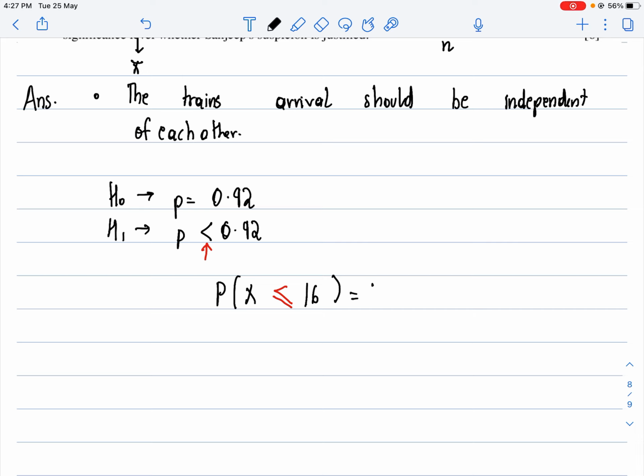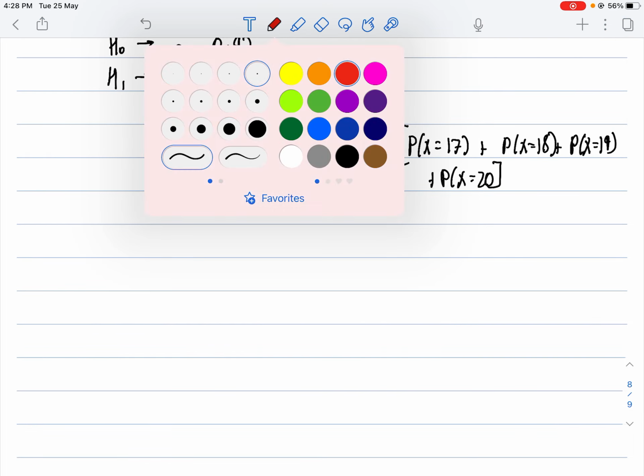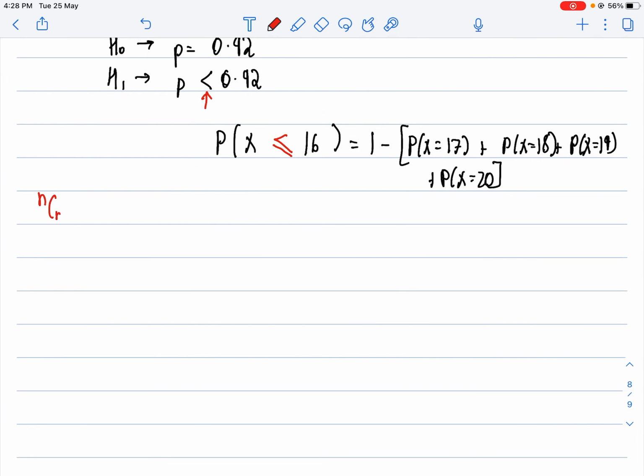16. That can be written as 1 minus the probability of x equals 17 plus the probability of x equals 18 plus the probability of x equals 19 plus the probability of x equals 20. Now I know my binomial formula is simply nCr times the probability raised to r times 1 minus p raised to n minus r.